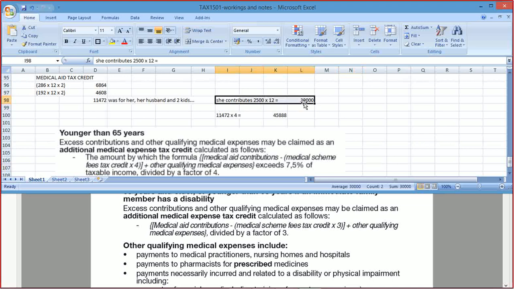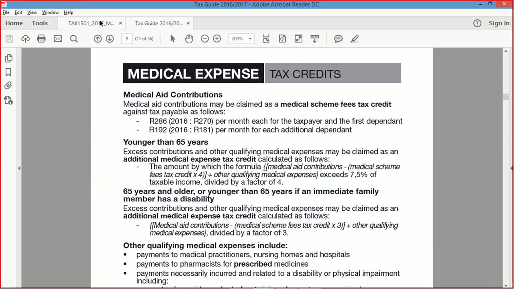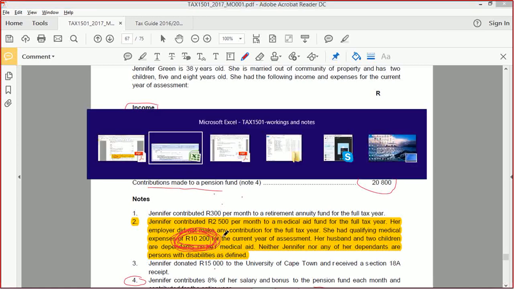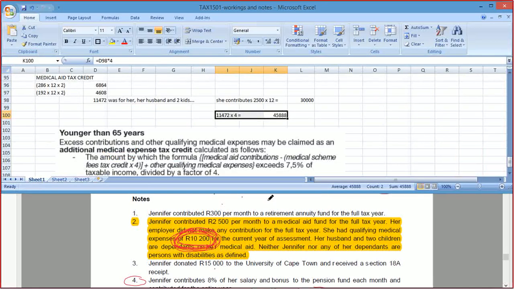Okay, so how much does she contribute? 30,000. What is her tax credit, because she's under the age of 65? 45,880. Do you agree? Okay, so was there an excess that's claimable? No, there wasn't. No, okay. Do you agree? Okay, the question gave you this, 10,200. Do you see that? Yeah. What is the 10,200 representing? Her qualifying medical expenses. Okay.